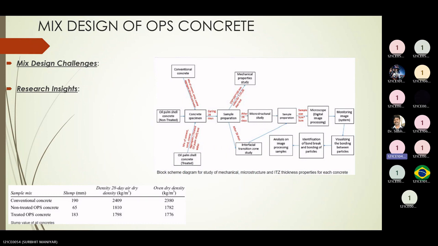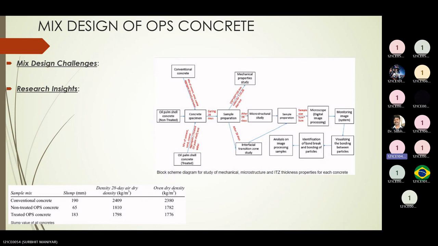Now mix design challenges. We cannot simply follow the mix design of traditional concrete. We have to modify it for preparing the OPS concrete. So it requires trial mixes due to OPS aggregation. The main problem is OPS aggregation. That's why we require trial mixes with cement content ranging from 400 to 600 kg per meter cube, compared to 240 to 500 kg per meter cube normally used for structural lightweight concrete. Here we have to increase the cement amount.